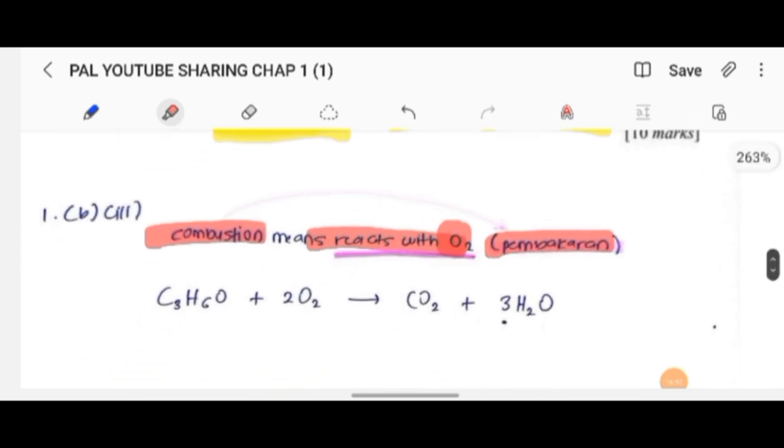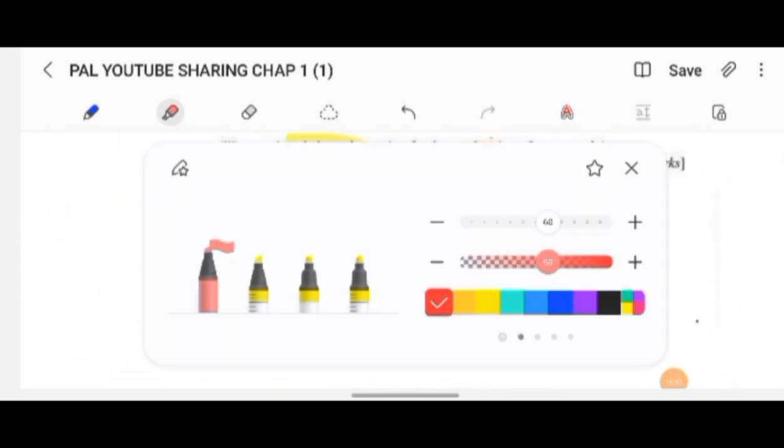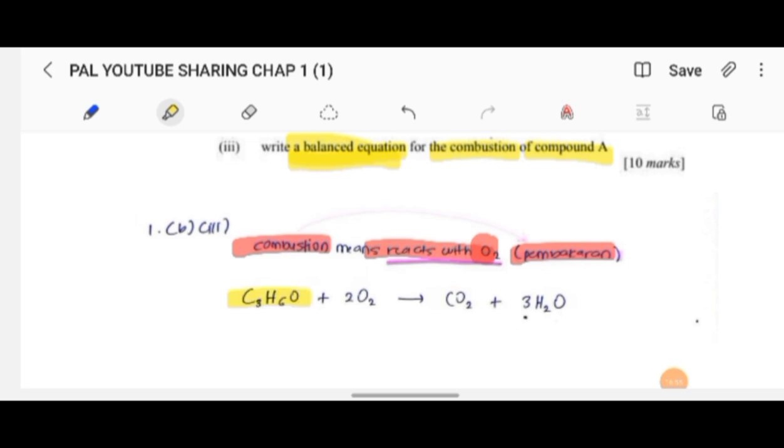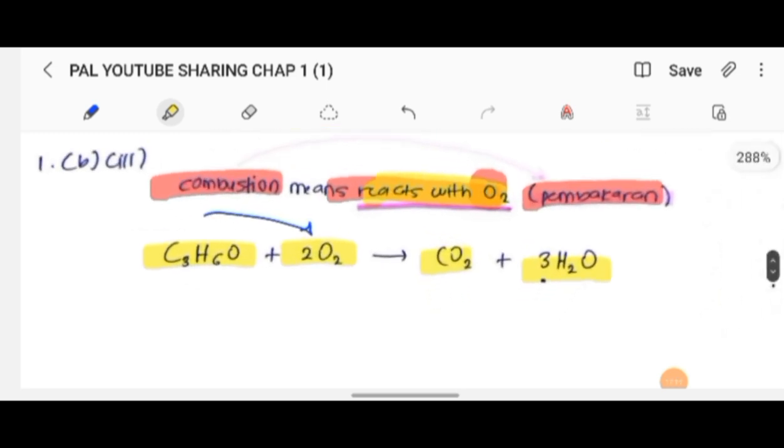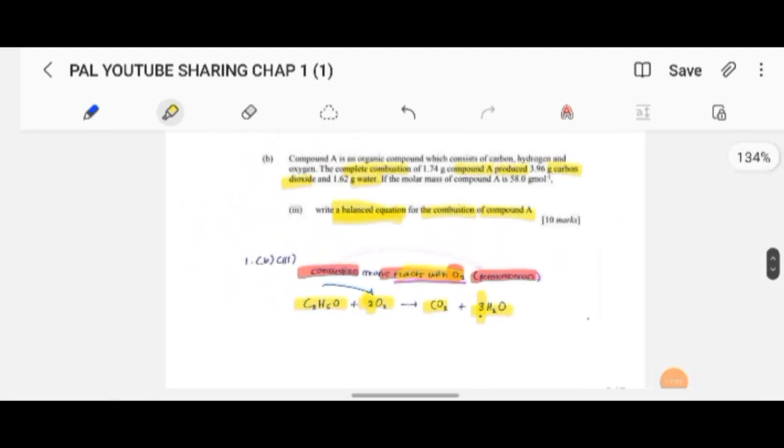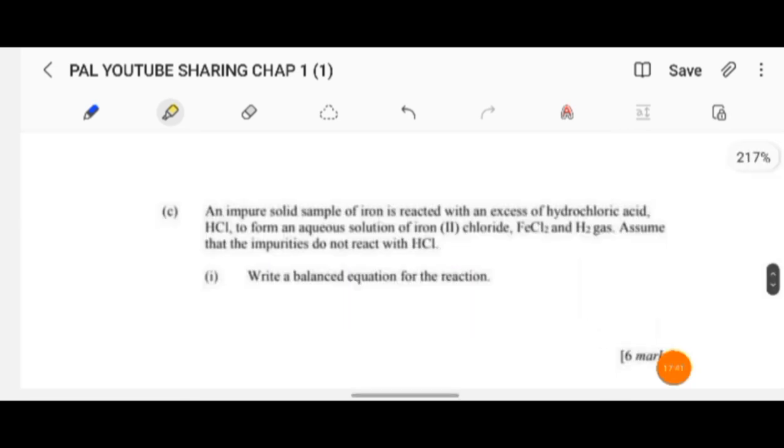So compound A, C3H6O, reacts with oxygen because it's combustion, and then produces CO2 and H2O. Okay, this one is already balanced. There are 2 oxygen, and H2O has 3. So this is the balanced equation for combustion of compound A.